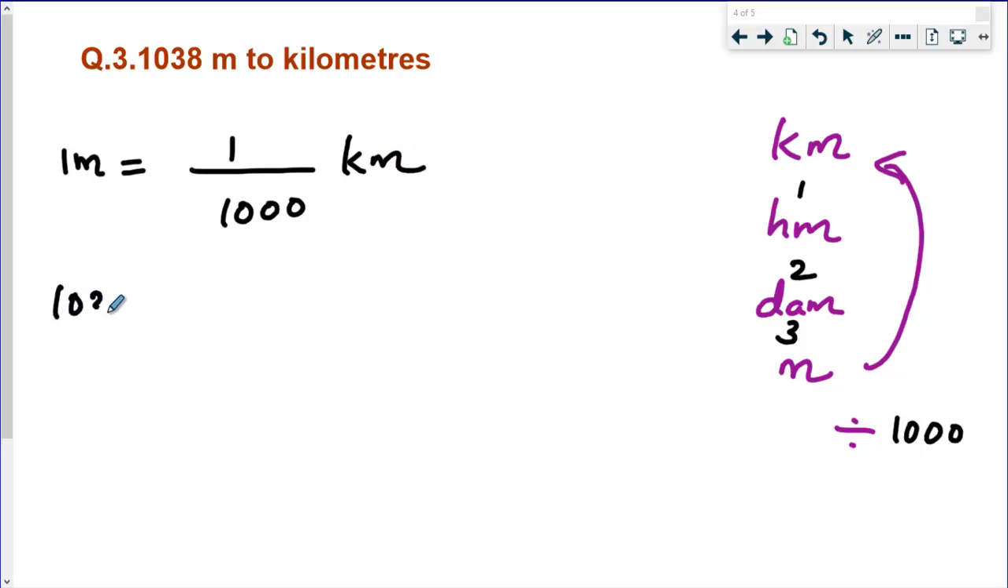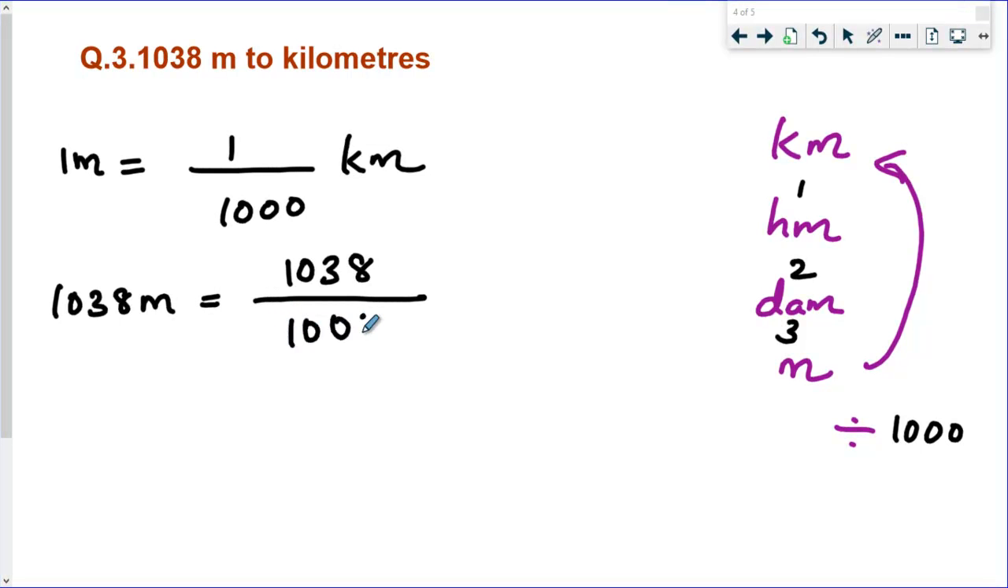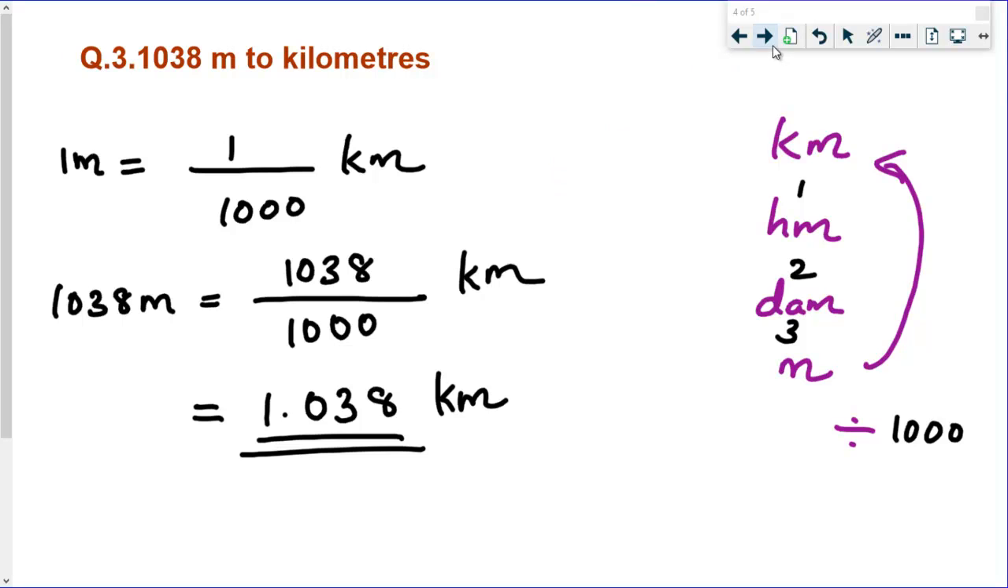Therefore 1038 meter is equal to 1038 divided by 1000. Here we want to divide it with 1000. So after decimal point there must be 3 digits. So we can write 1.038 kilometer. So 1038 meter is equal to 1.038 kilometer.